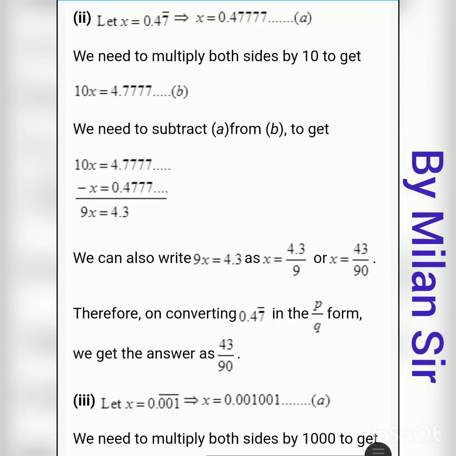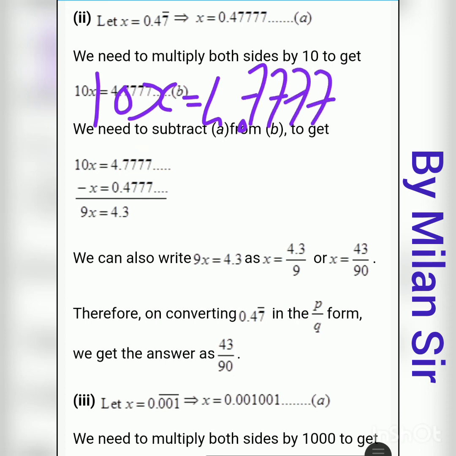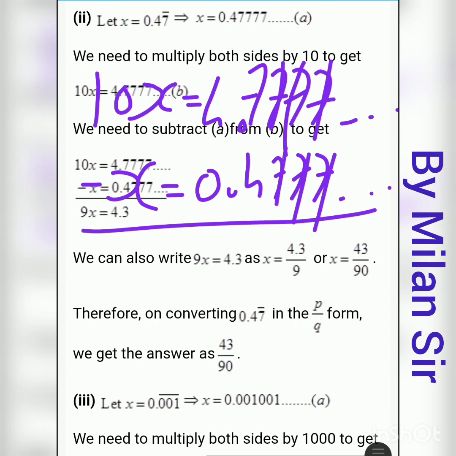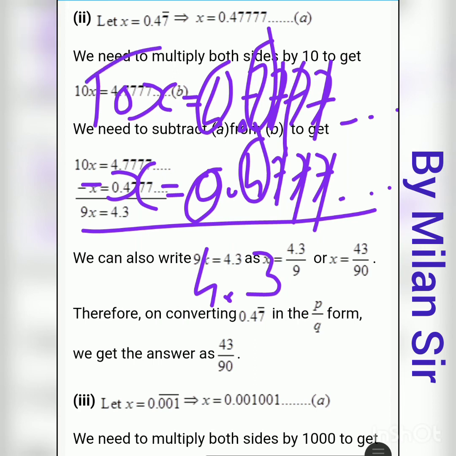Then we need to subtract equation A from B. So first of all, write down equation B: 10x is equal to 4.7777 continuing. Then subtract your equation A, which is x is equal to 0.47777 continuing. Now this 7 7 cuts, here 7 7 cuts, here 7 7 cuts, and all the remaining 7s are also cut. Now here we have 7 minus 4, 3. 4 minus 0, 4, and 10x minus 1x is 9x. So 9x is equal to 4.3.